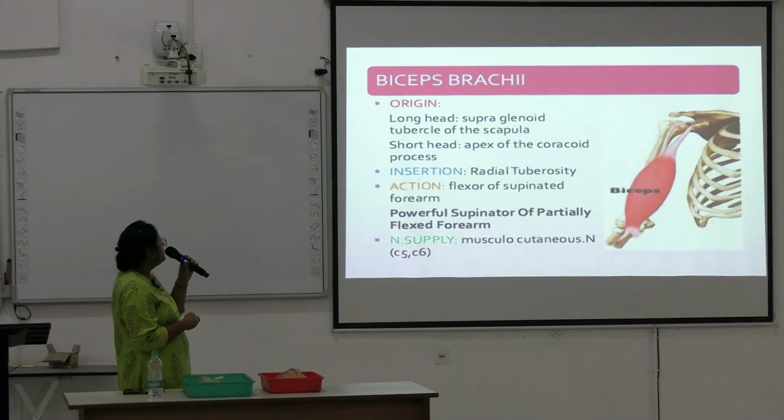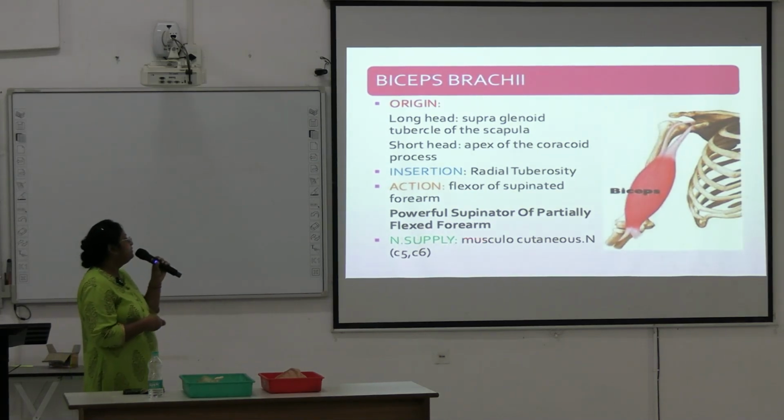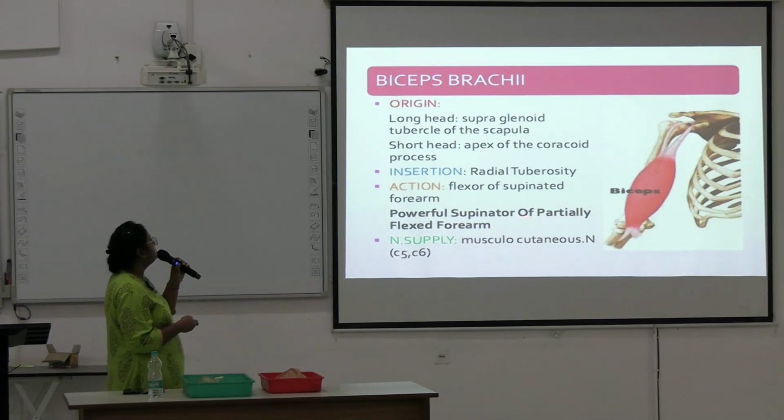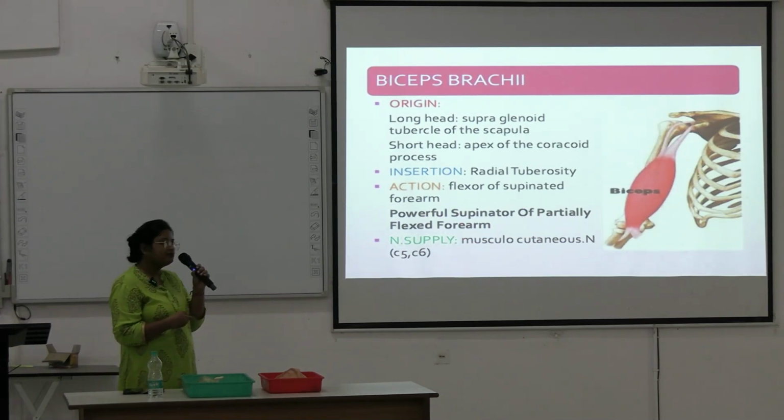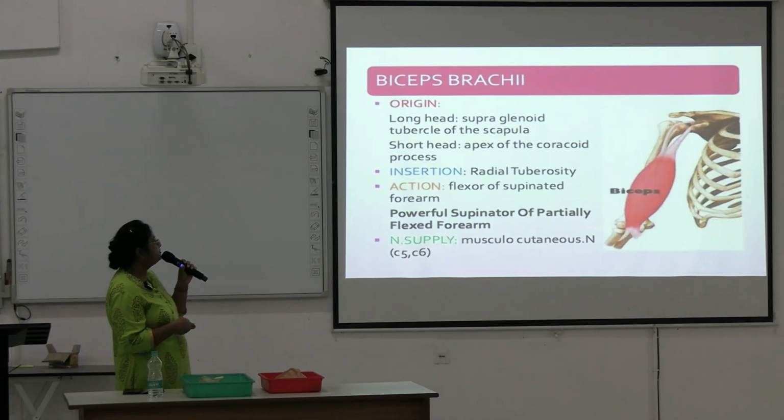tuberosity. Action is flexure of the supinated forearm, okay, and it is a powerful supinator of the partially flexed forearm. So these are the 2 main actions. Nerve supply is musculocutaneous nerve, also a branch of brachial plexus, root value C5, C6.